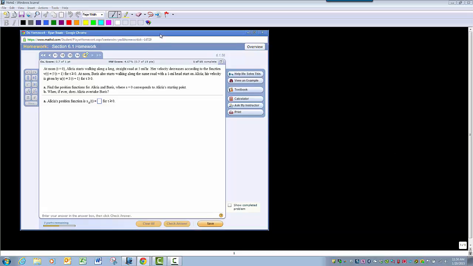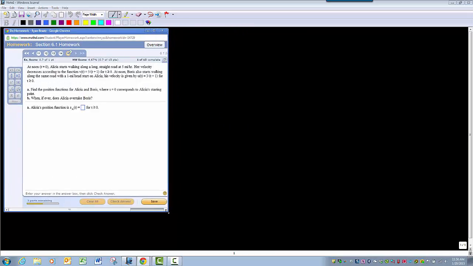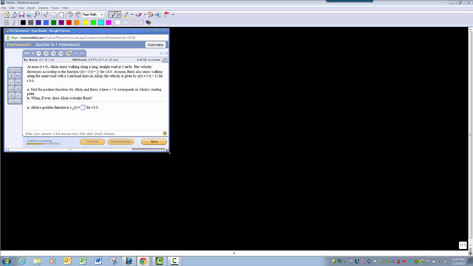So what I'm going to do is let me move this over to the side here and make this a little bit smaller so that we're not taking up too much room. Okay.